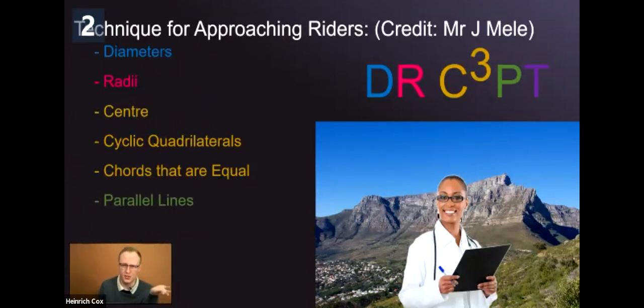And then the P is going to be for parallel lines, right? So we know about alternate, corresponding, and co-interior parallel lines. And then finally, the T is for tangents. We've got to look for tangents and then apply the theorems that pertain to tangents, right?